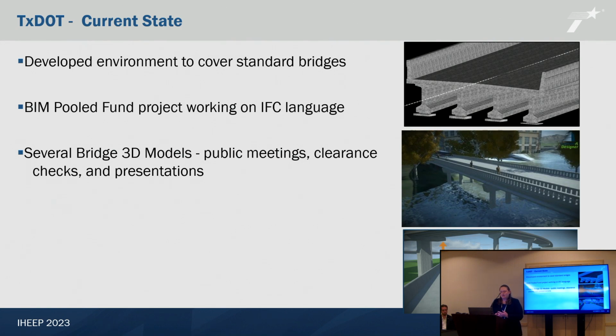As of right now, we've done a lot of bridge 3D models. A lot of it has been more for public meetings, presenting the information. We've started doing more vertical clearance checks. That bottom picture there is a bent cap over a lower roadway. There are 8 direct connectors in this area. And trying to figure that out geometrically without a 3D model was very complicated, to say the least. So we were very happy to have the 3D model to check those clearances.